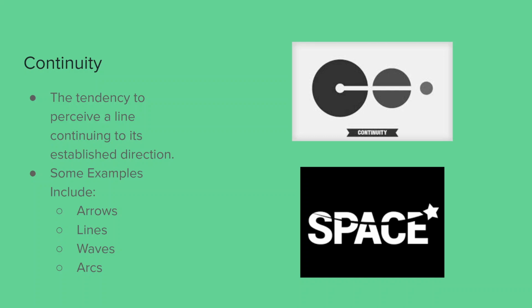In the image under the circles, you see a space logo. The shooting star is arced through all the letters, making up the word space, and your eyes naturally follow that line through the word to the star. Continuity is all about controlling the eye's movement and giving a smooth visual through your design. Some examples you can use in creating this visual are arrows, lines, waves, arcs, and many others.